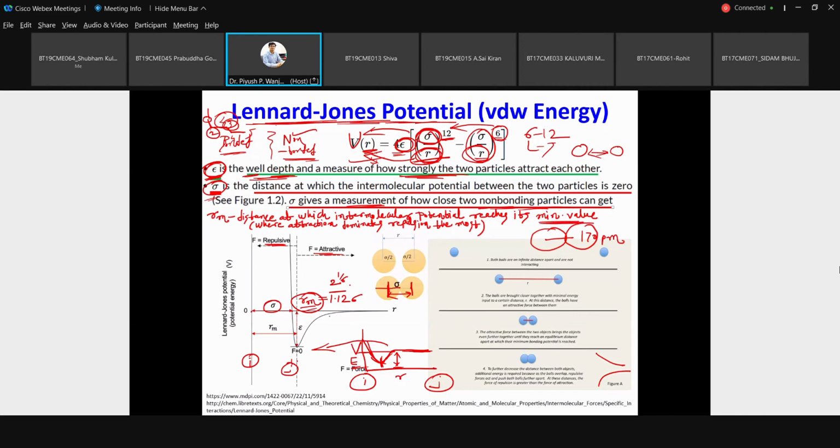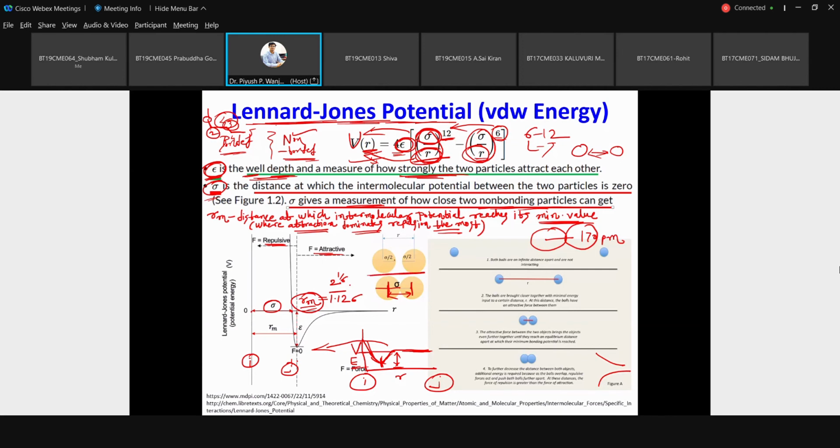Sigma was the position where both things were balancing out each other properly. But Rm is the position where attraction is dominating the most. Like at this position, you should actually assume this particular thing.